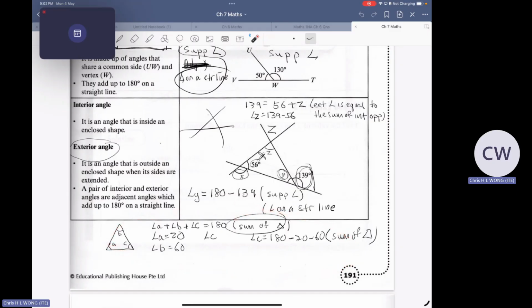Now, remember, this and this is 180, right? So these 3 must be 180. So this and this must be the same when added together. The exterior angle is equal to the sum of the interior opposite angles. Yeah, that is the reason.